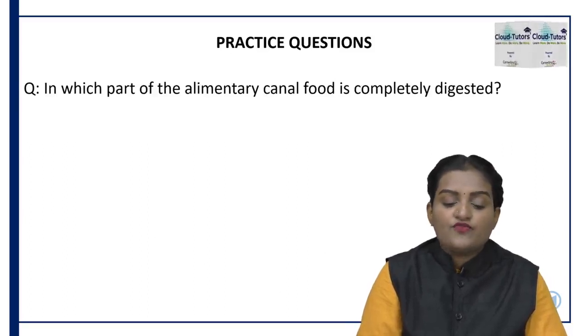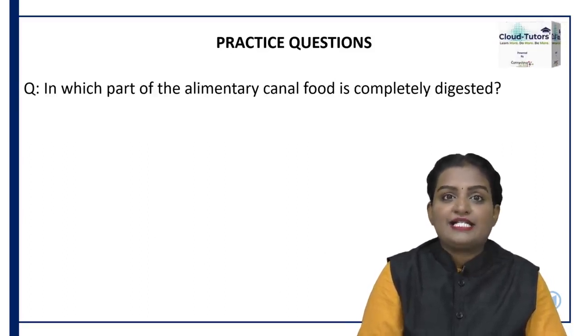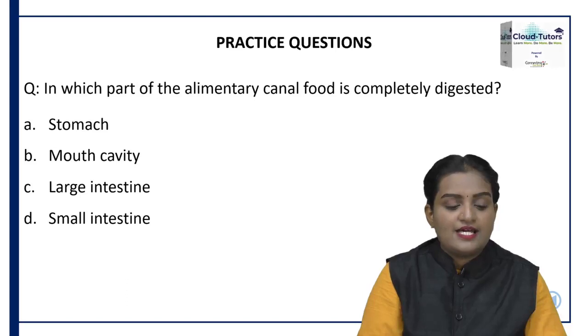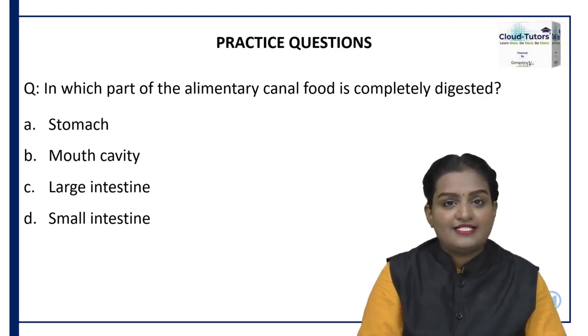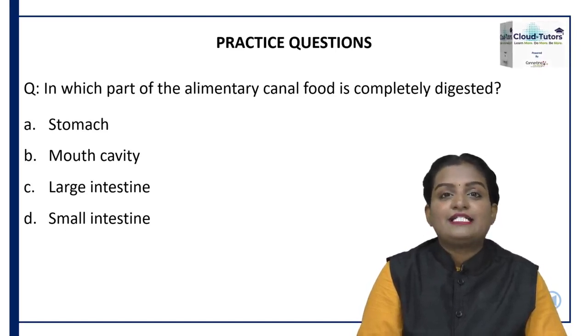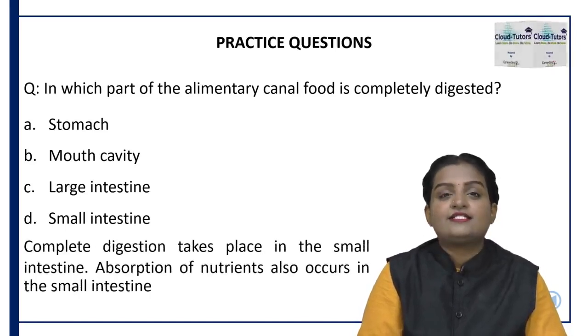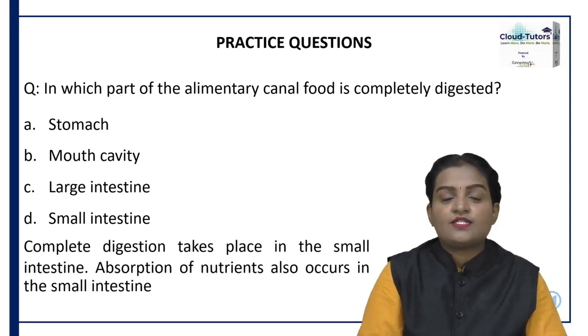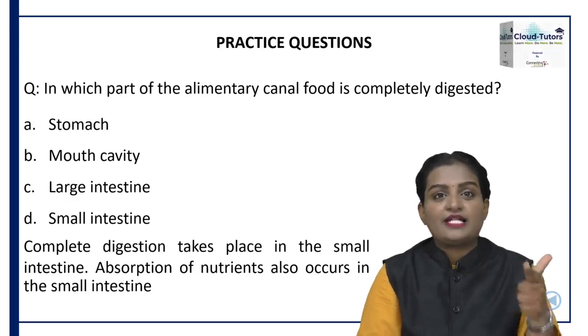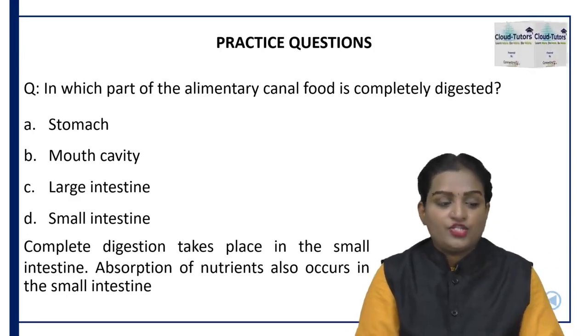In which part of the alimentary canal is food completely digested? Options: stomach, mouth cavity, large intestine, small intestine. Food is completely digested in the small intestine as it receives enzymes and secretions from the liver, pancreas, and intestinal juice as well.